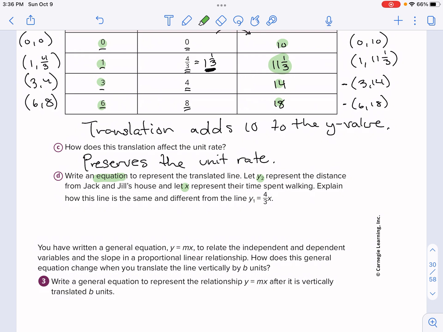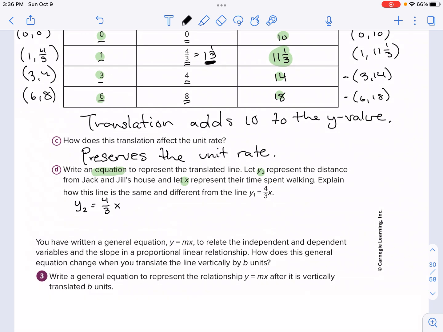So let's go and write the equation first. So instead of writing y sub 1, I'll put y sub 2. So y sub 2 is 4/3 x. The 2 just represents that it's the second line. But what we did is we added 10 to this line. So I'm going to do exactly what I said. I'm going to put plus 10. Now this plus 10, I just put at the end, and this is the equation of the line.